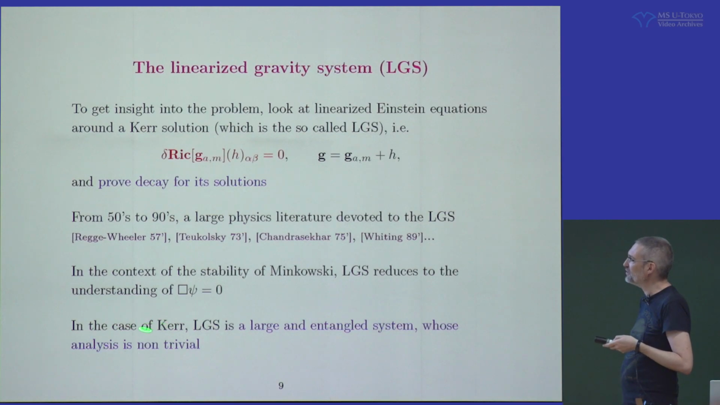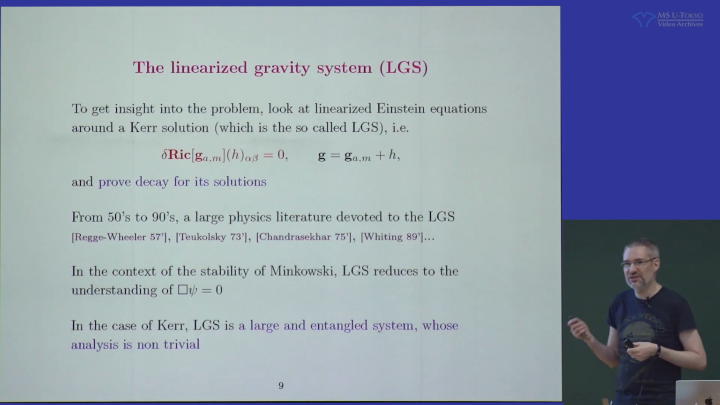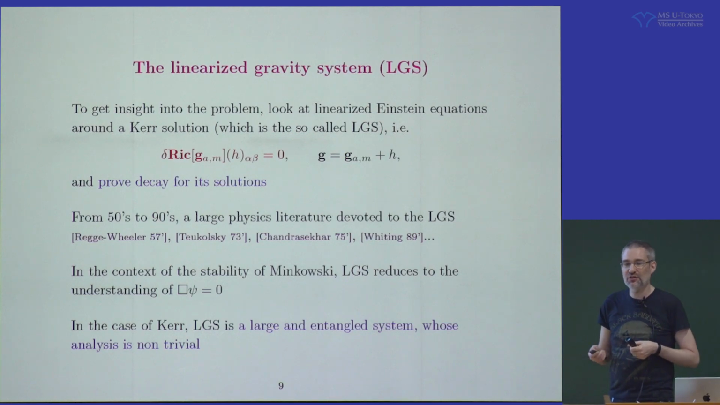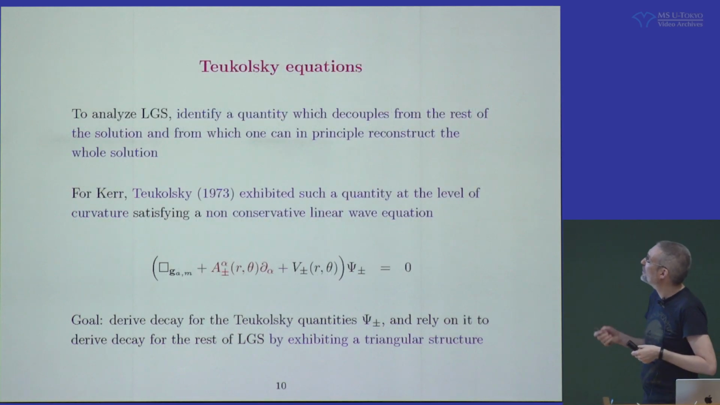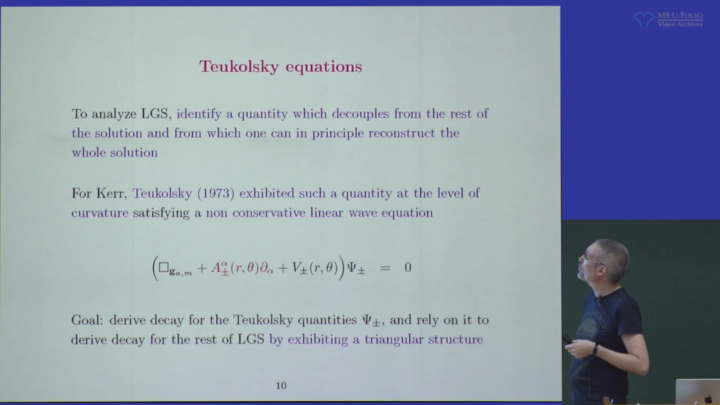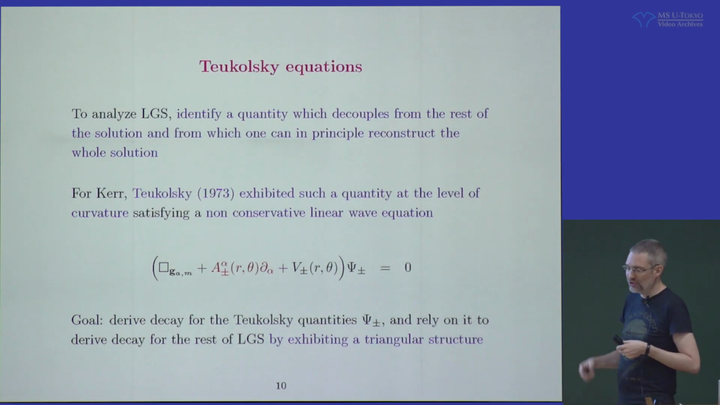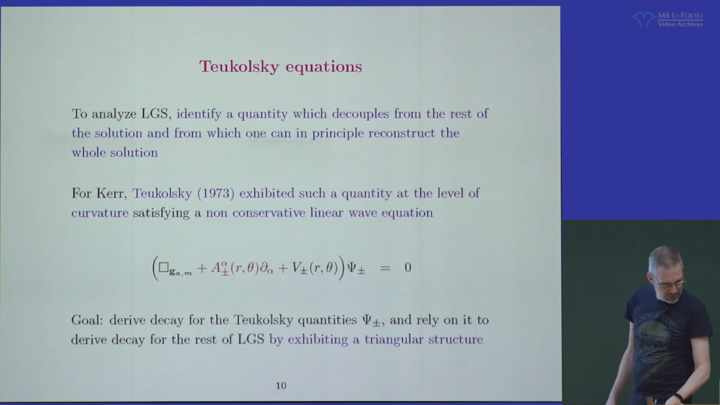However, in the case of Kerr, even if it's a simplified toy model problem, it's still highly non-trivial precisely because there is no disentanglement. This is still a large and entangled system. So let me explain what has been done in the physics literature to approach this problem. And I want to, in particular, focus on the work of Teukolsky. And the idea of Teukolsky was, in fact, very simple.